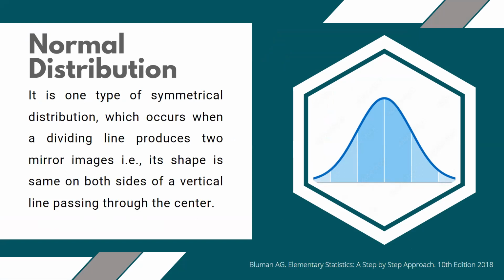Normal distribution is one type of symmetrical distribution which occurs when a dividing line produces two mirror images. That is, its shape is the same on both sides of a vertical line passing through the center.